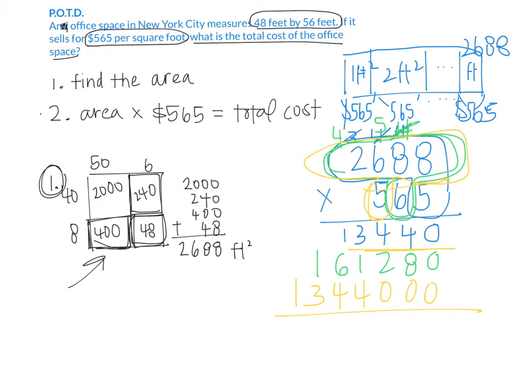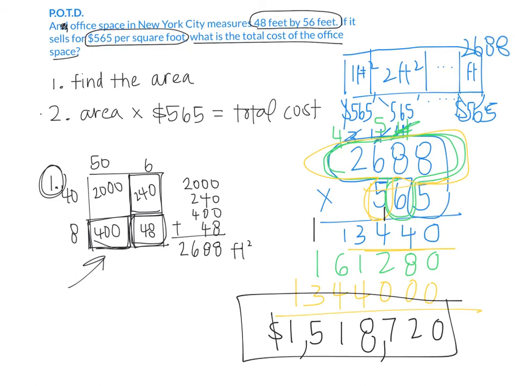How many 1s do I have altogether? 0. How many 10s do I have? 12. 12, so I can write the 2, but regroup the 1. How many hundreds do I have? 7, okay. How many thousands do I have? 8. How many 10,000s do I have? 11, so I'll write the 1 and regroup the other one. How many 100,000s do I have? 5. And how many millions do I have? So my total cost is 1,518,720. Okay. Do you see how it was not hard? You just have to use multiplication, right? But there's 2 steps. And if I messed up in finding the area, would I get the correct cost? No. So when I do multi-step problems, I have to really be careful to be precise.